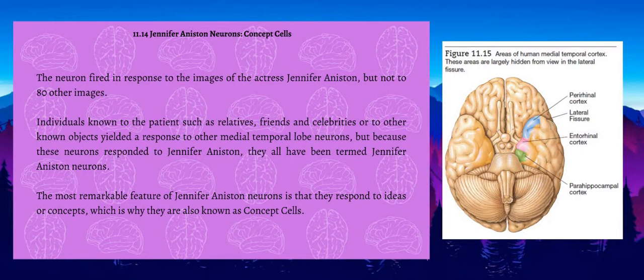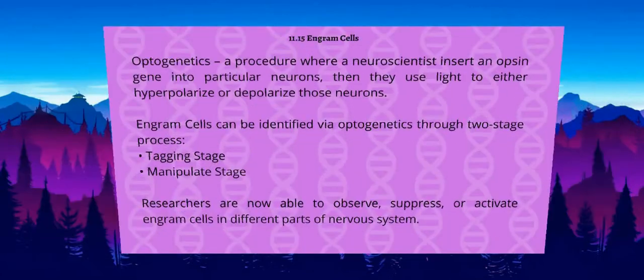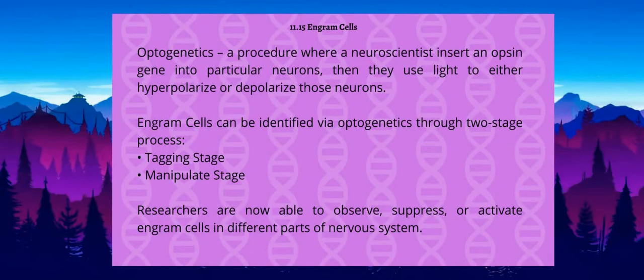Engram cells. Optogenetics is a procedure where neuroscientists insert an opsin gene into particular neurons. Then they use light to either hyperpolarize or depolarize those neurons. This has been used in the study of learning and memory in mice. The study of Jocelyn Kohler and Frank Land in 2015 shed light on the location of neurons that maintain an engram, or engram cells.